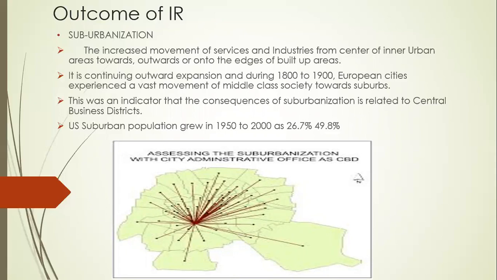During 1800 to 1900, the European cities experienced a vast movement of middle class society towards suburbs. It was also an indicator that suburbanization had a consequence related to the central business district, or CBD. We can also see it in the example that the US suburban population grew from 26.7% in 1950 to 49.8% in 2000. Here in the diagram, we can see how the outward expansion is occurring.